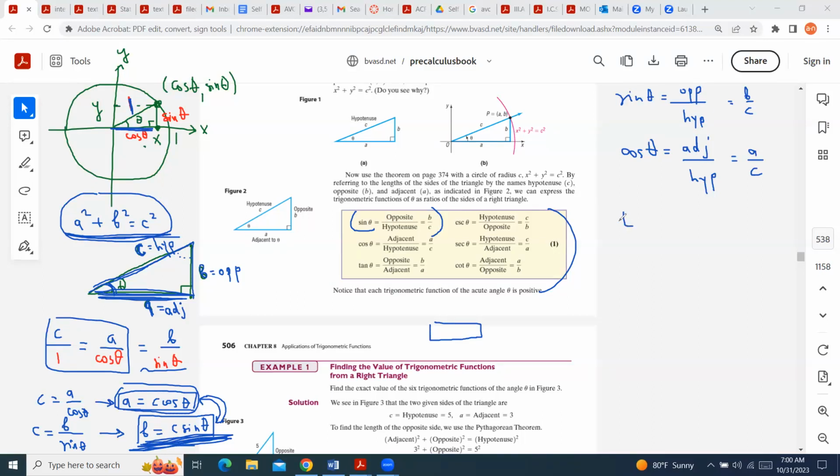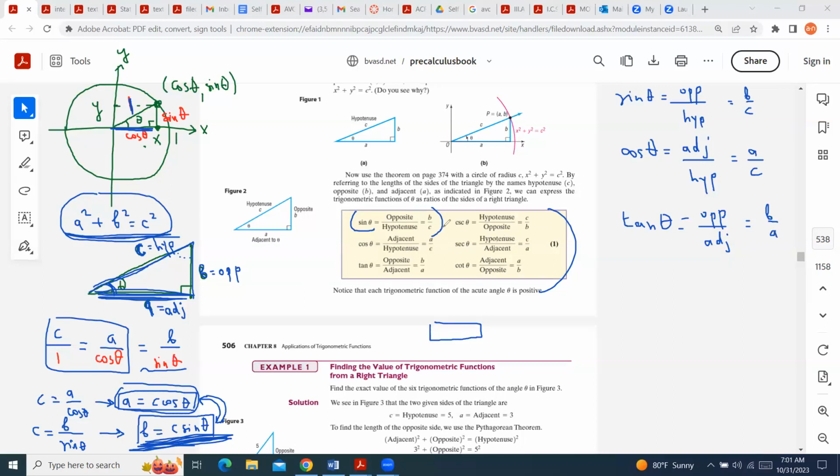And the third one I care about is tangent, right? When I divide the sine by cosine, the C will cancel, so we end up with B over A, or opposite over adjacent. I just care about these three: the opposite is B and the adjacent is A.